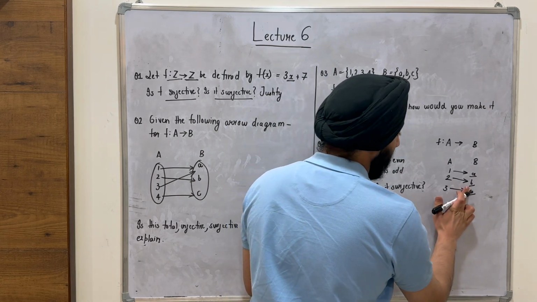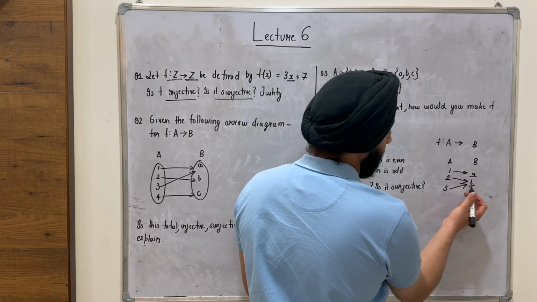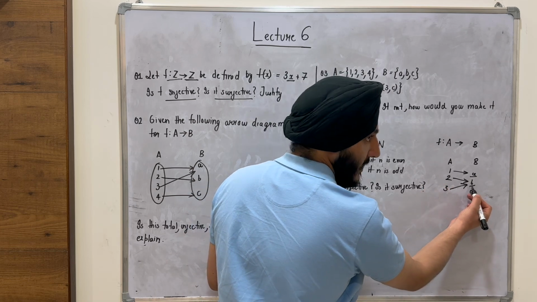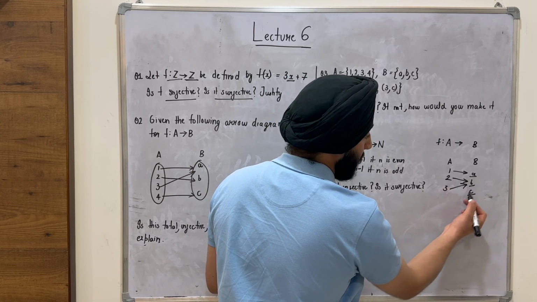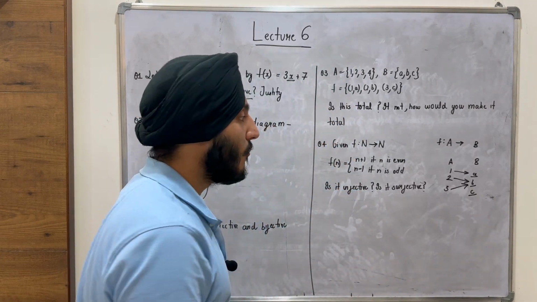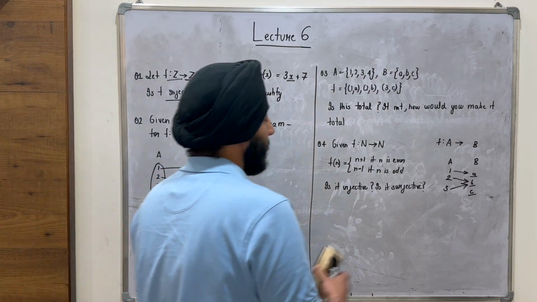In the case that any of these elements in the codomain have arrows pointed to them by multiple elements in the domain, for example, B has an arrow pointed towards it by 2 and 3, it would not be injective. So that's the basic idea of what is injective. Now, let's try to solve these questions.